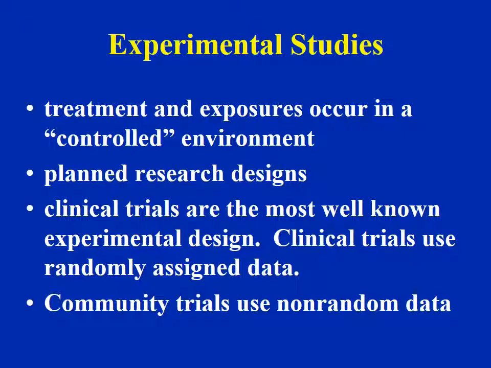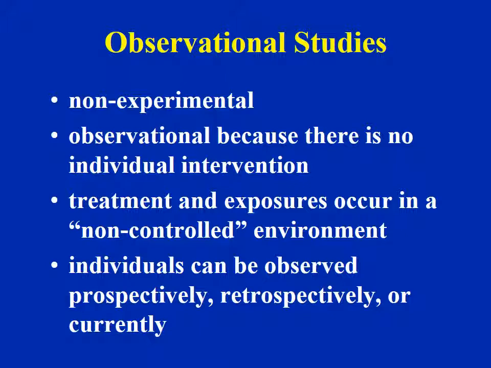These are planned designs. Clinical trials are the most well-known, but you can also randomly assign groups like census tracts or block groups to the exposure, like we saw in the study that our colleagues shared about vacant lands and shootings. Observational studies are non-experimental. We don't control who's being exposed and who's not. There's no intervention. Treatment and exposures can occur in a non-controlled environment.